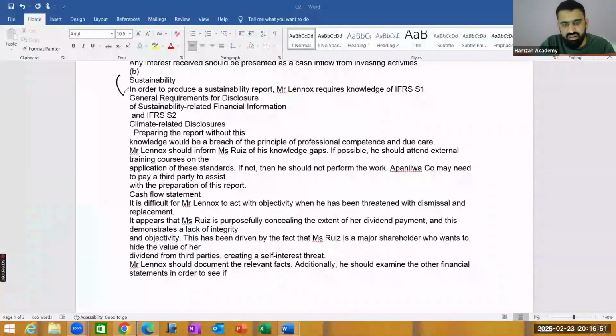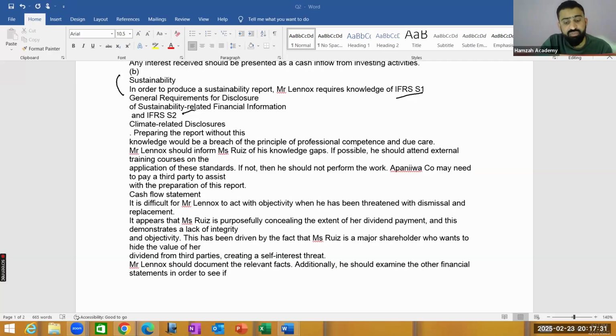Sustainability, like in order to produce a sustainability report, Mr. Lenonix requires a knowledge of IFRS S1 and IFRS S2. Now look again. There is a requirement of sustainability in this question. So being a student, you should be aware that there are S1 and S2, standard 1 and standard 2 on sustainability reporting. If you do not have the idea about sustainability reporting, then obviously you are going to lose these marks. S1 is relating to general requirements for disclosure and S2 is relating to climate-related disclosure.